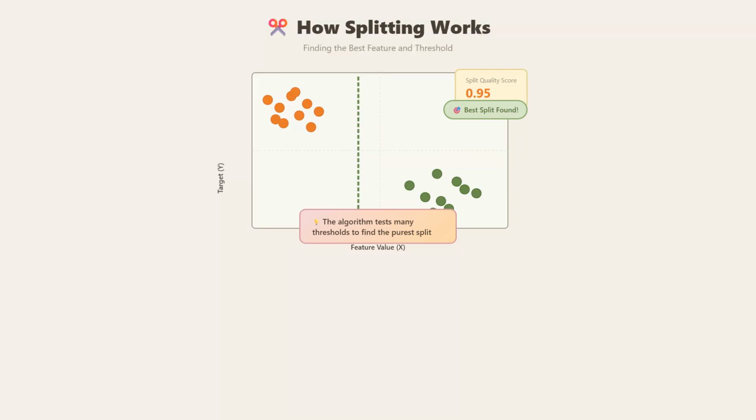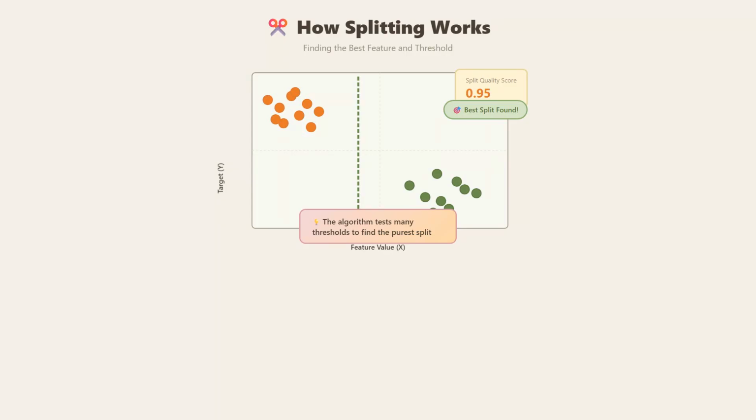The algorithm tries every possible feature and every possible threshold value for that feature. For continuous features like age or income, it considers all unique values as potential split points. For categorical features, it considers different groupings of categories. When the split quality score reaches its maximum, we've found our best split point. The line turns solid green to indicate this is the optimal position. The data naturally separates into two distinct regions, with orange points on one side and green points on the other.